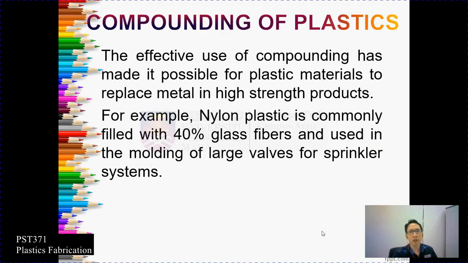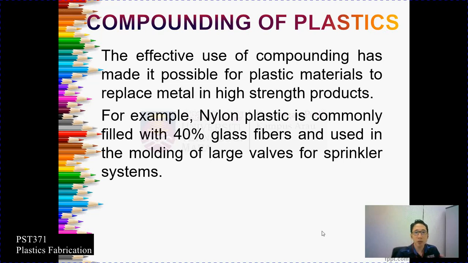Okay, the effective use of compounding has made it possible for plastic material to replace metal in high-strength products. Okay, for example, nylon plastic is commonly filled with 40% of glass fiber and used in the molding of large valves for sprinkler systems. Okay, why do I use this type of example? Okay, commonly, previously, the sprinkler system was made from a strengthened metallic material or metal, okay.